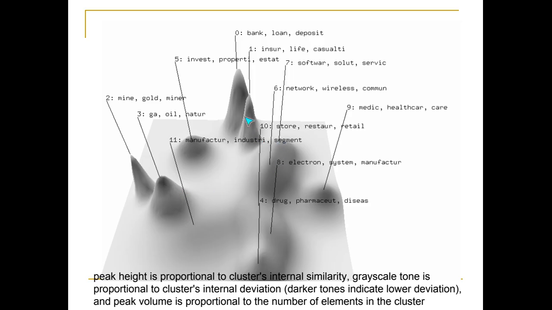So the volume gives you how many articles there are. As for the height, they said peak height is cluster internal similarity. So this cluster is not very similar: network, wireless, commune, not very similar, but this one, bank, loan, deposit, is a very similar set of articles. So you can use different metrics to put in there for this. And this is the 3D version of it.